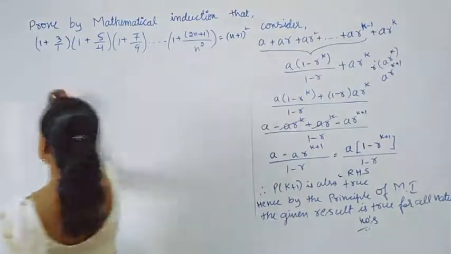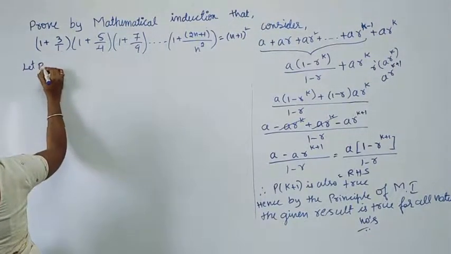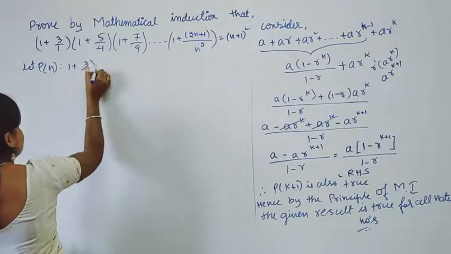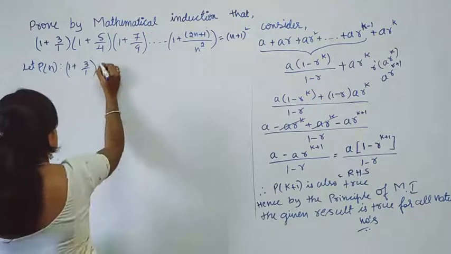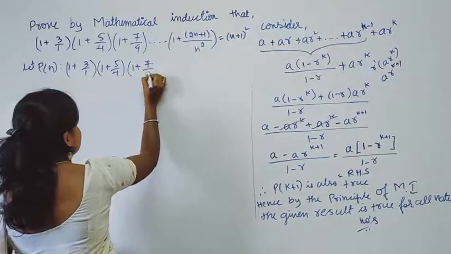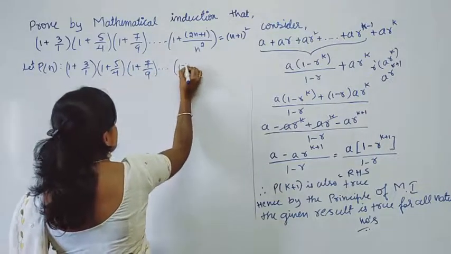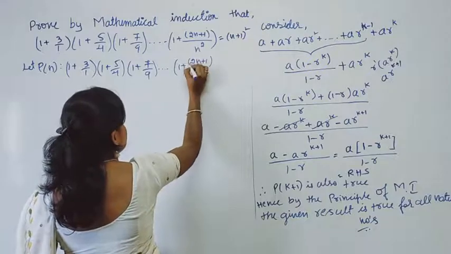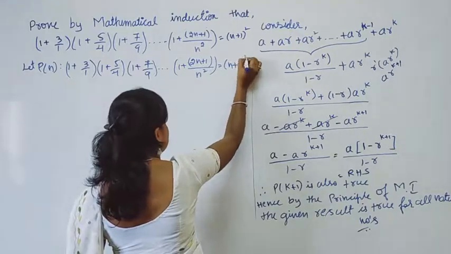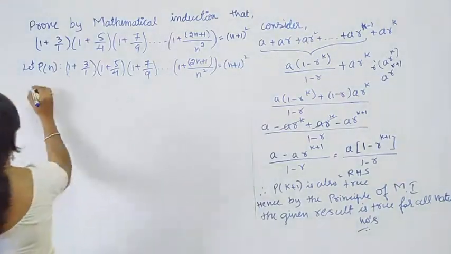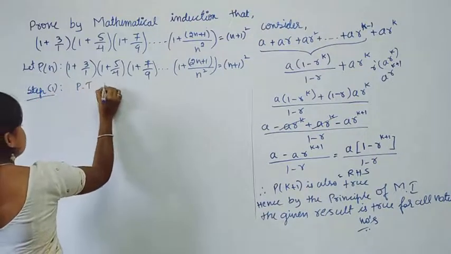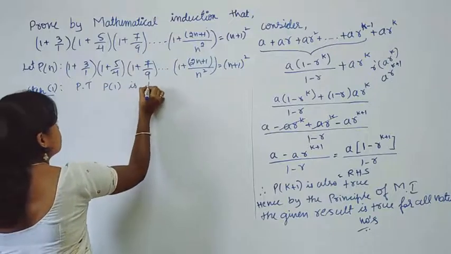Okay. So first, let the given statement be P(n). So P(n) becomes (1 + 3/1)(1 + 5/4)(1 + 7/9)... (1 + (2n+1)/n²) is equal to (n + 1)². So we move on to step 1, that is, prove that P(1) is true.